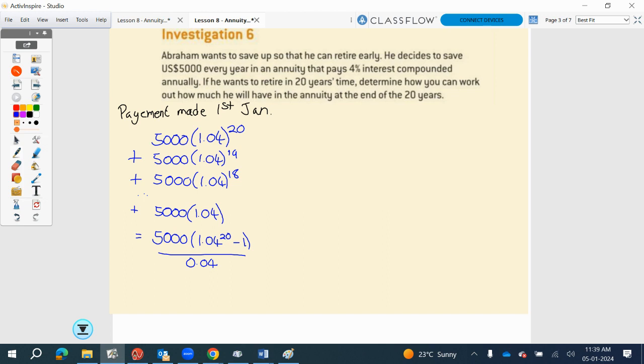Is this the sum? It's meant to be r minus 1, no? Yes, so 1.04 minus 1 is 0.04. Okay, we've got a mistake here. It's not a simple one.